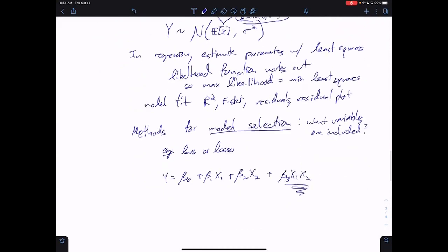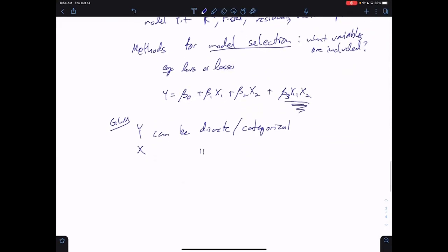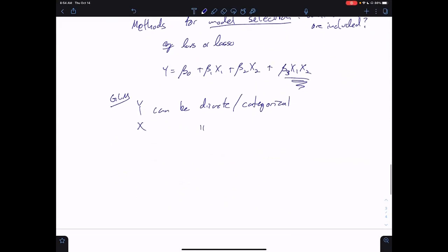Okay, so then the GLM allows y to be discrete or categorical. In other words, it has categories, and we allow x to be the same, to also be discrete and categorical. And we have to change all of our procedures for that.